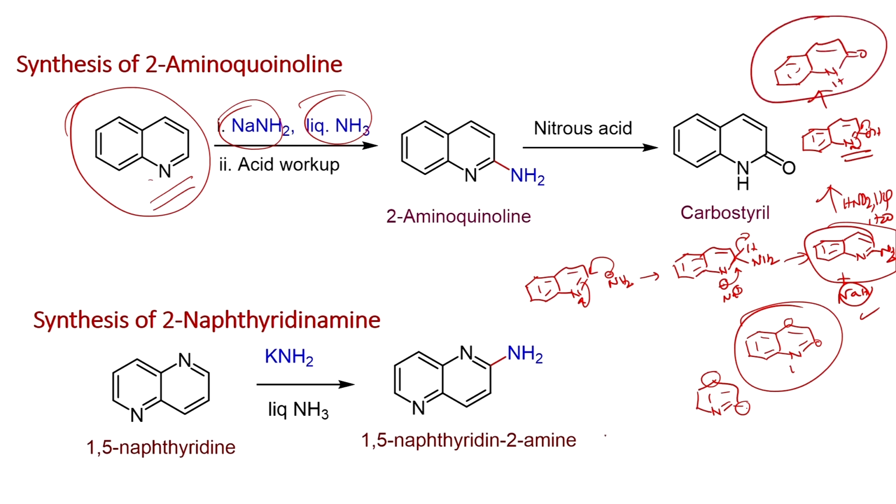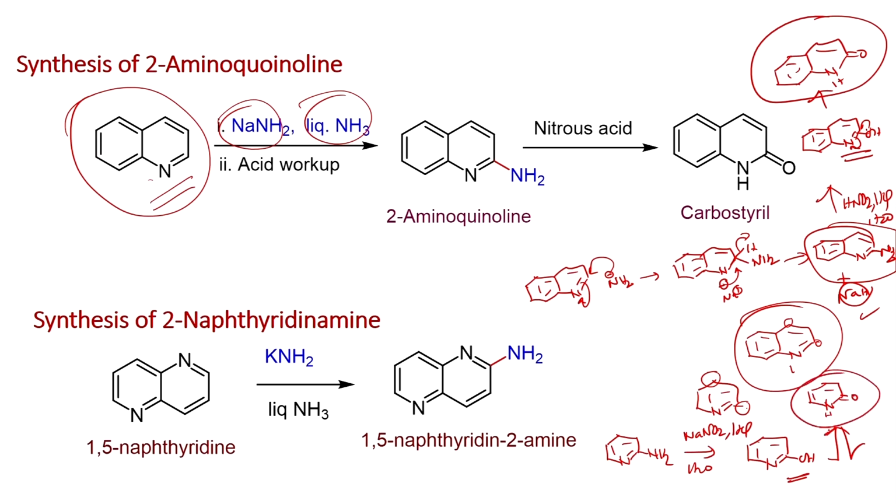Similarly, if you take 2-aminopyridine, when you react it with sodium nitrite and HCl in water, you will be able to transform it into the hydroxy compound, which can exist as 2-pyridinone.